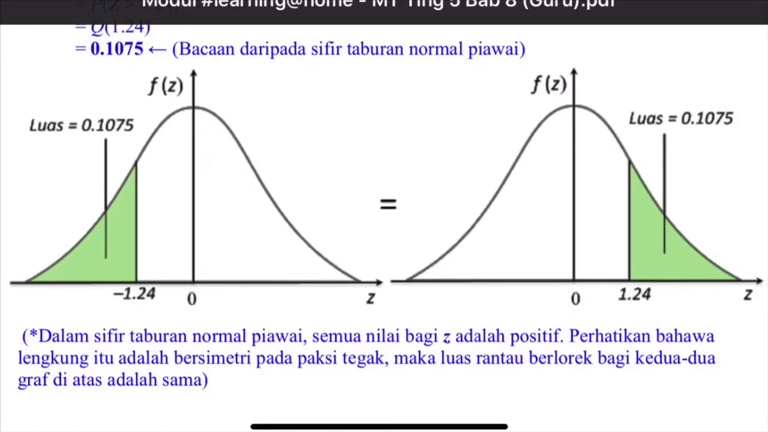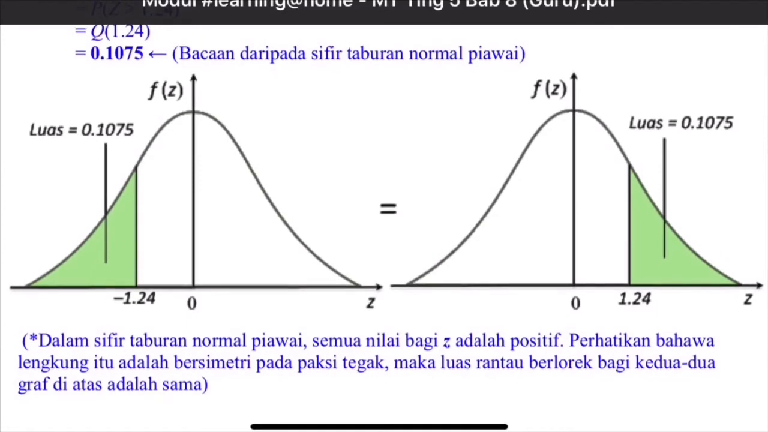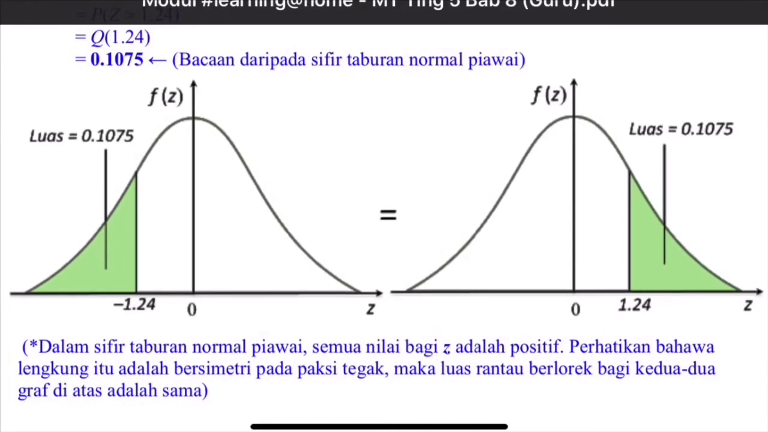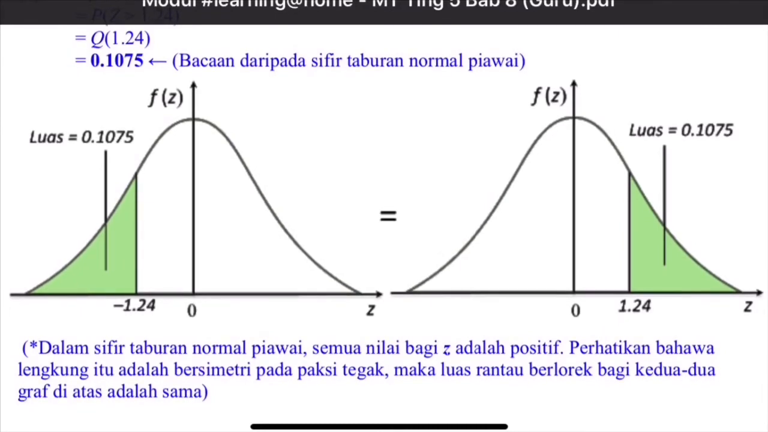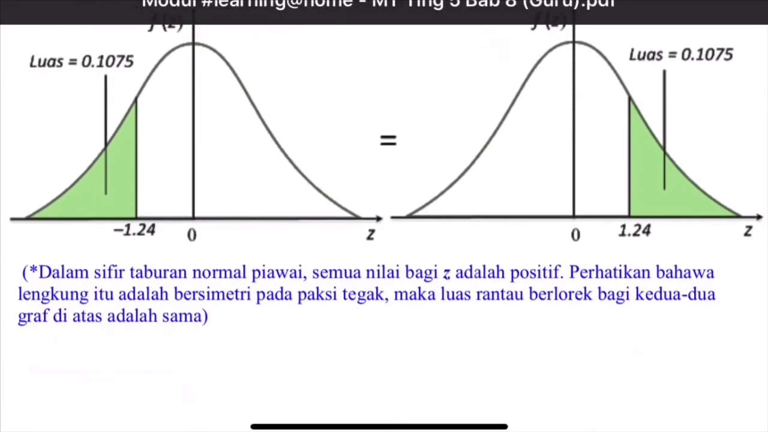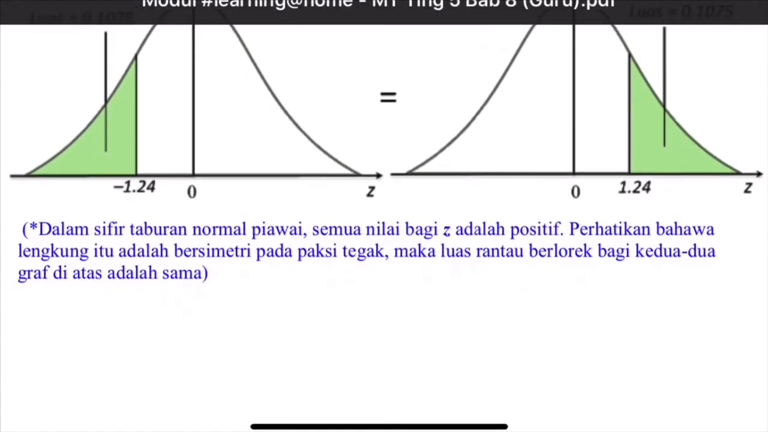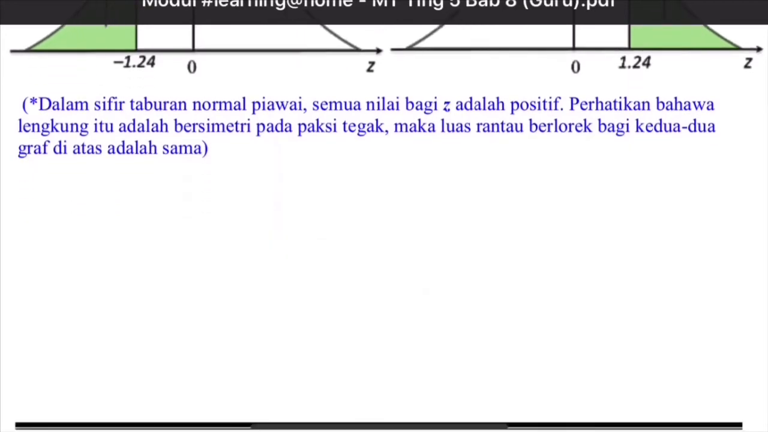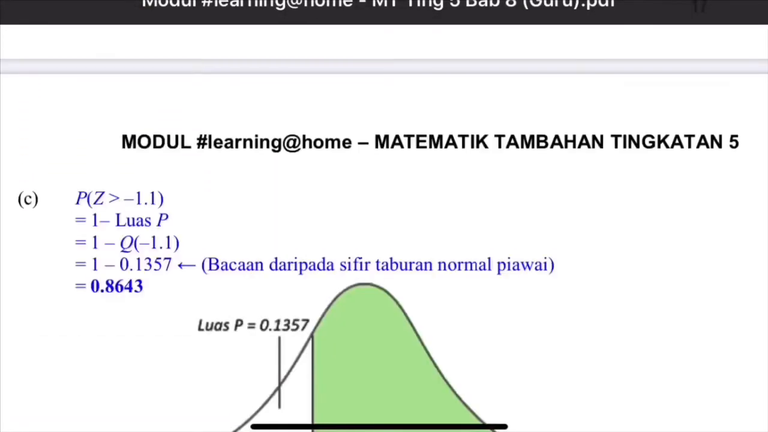Okay, so if you sketch a bell shape, you can have a very good picture about the probability value. So please always sketch the bell shape before you read the probability value so that you won't make careless mistakes. In the table for the standard normal distribution, all the z are positive. So make sure, you still got one more question.